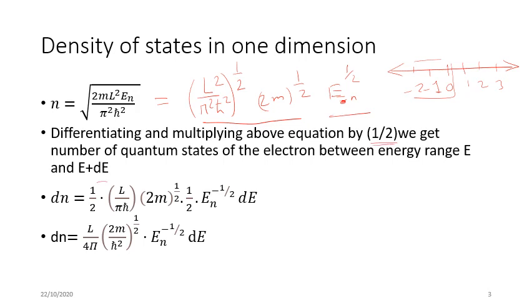So here I have multiplied by 1 by 2. The first term, L squared upon pi squared h cross squared raised to 1/2, gives L upon pi h cross, and the second term, 2m raised to 1/2, will be as it is.